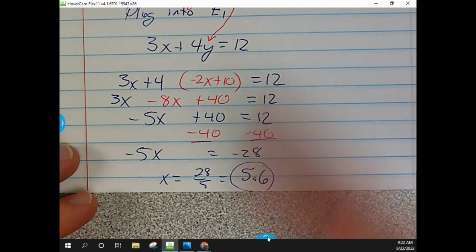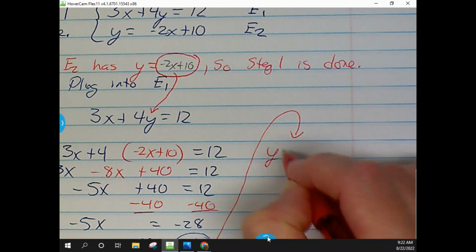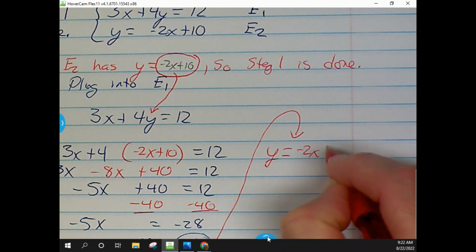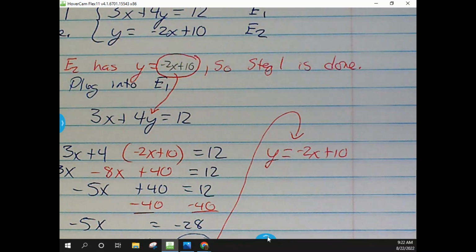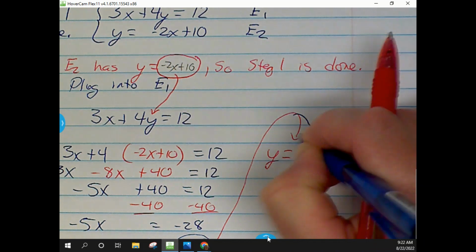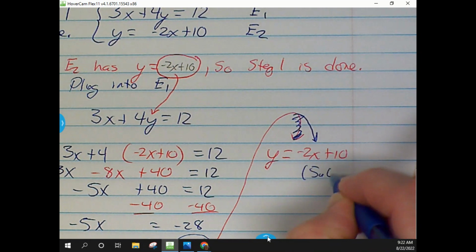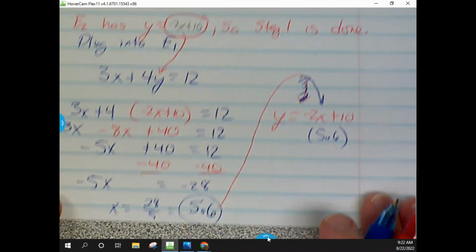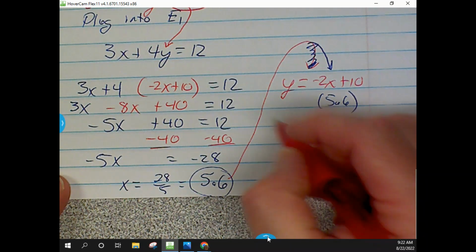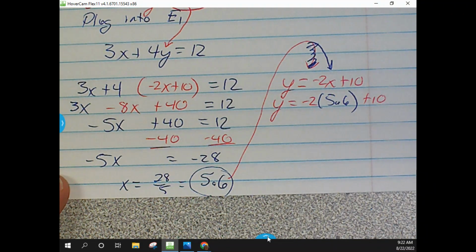And again, you can pick any equation we've done so far, but if we keep reusing this same equation that's here, this will go a whole lot faster, because we've got y equals negative 2x plus 10. And since x is 5.6, we plug in the 5.6, it goes right there. And to plug it in is really easy, because then it's just, you'll multiply it by negative 2, and then you're going to add 10.